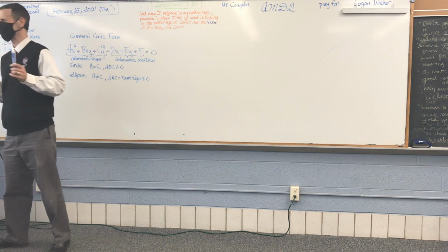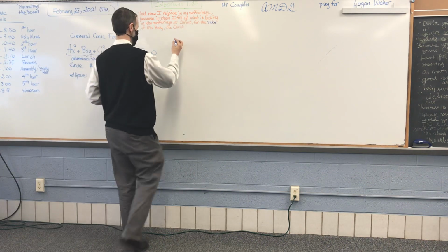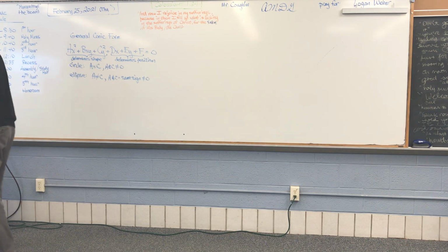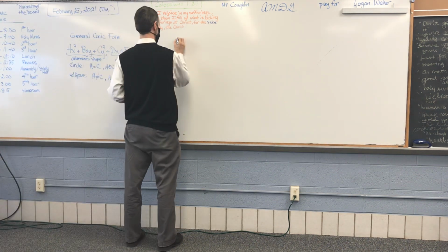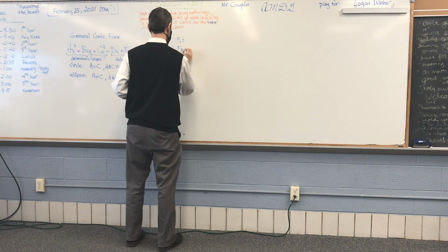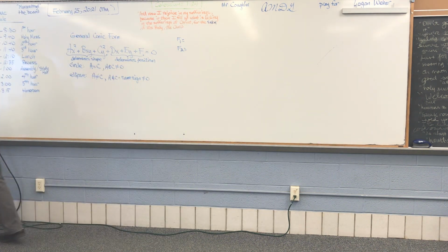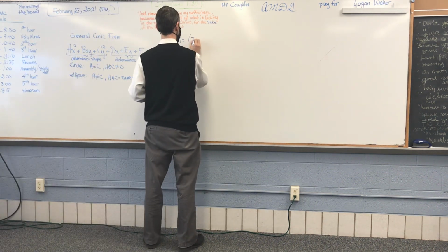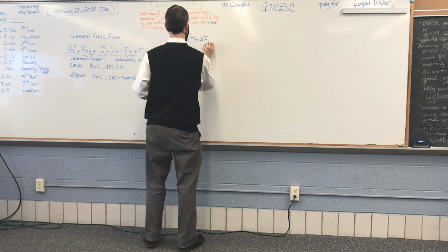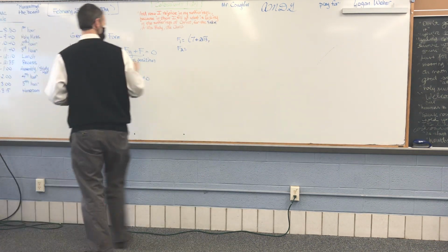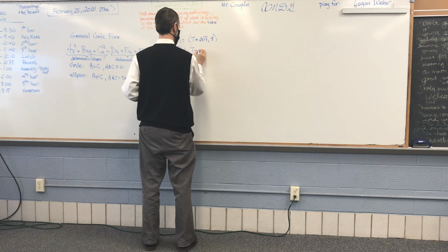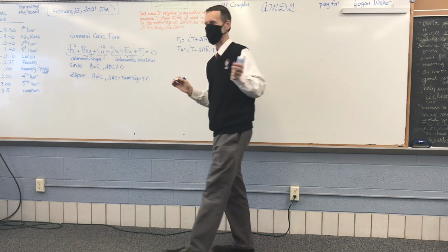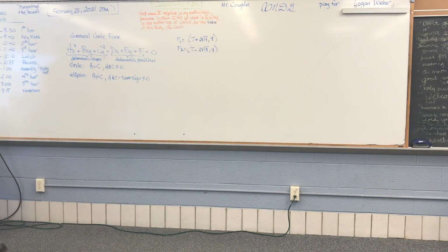And believe it or not, when you get these really gross looking foci, it's actually good news for you. I'll have to explain that in a minute. The foci are, I'm going to call them F1 and F2, 7 plus 2 radical 13, comma 9, and the other one is 7 minus 2 radical 13, and 9. Believe it or not, the fact that they have the radicals in there actually tells you a lot.